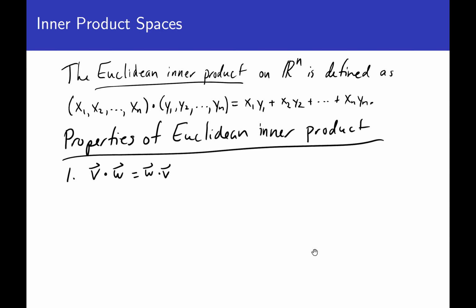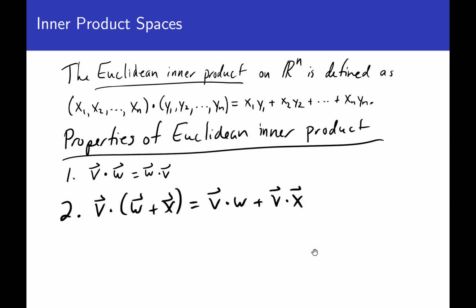We have some properties that this particular inner product satisfies. Certainly it's commutative. The dot product distributes over vector addition.